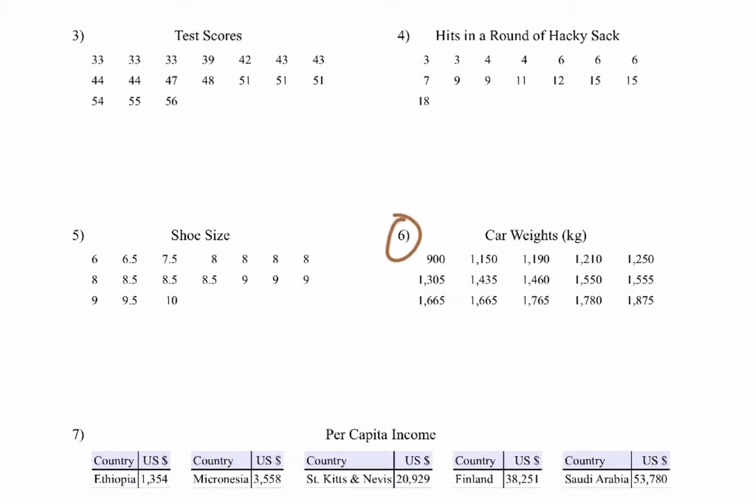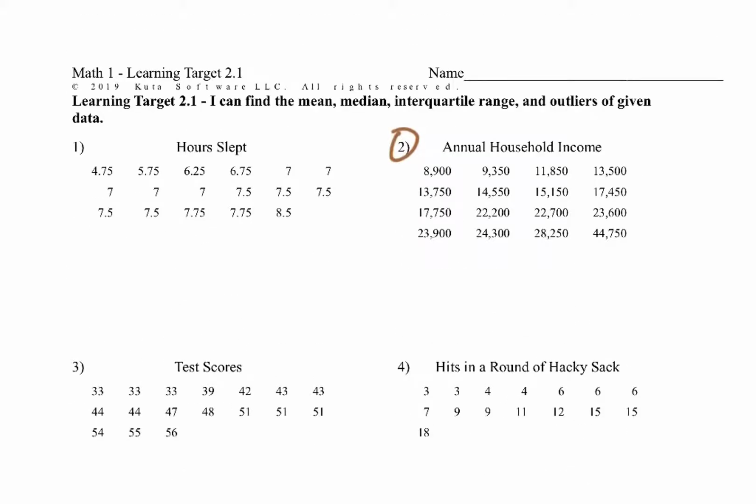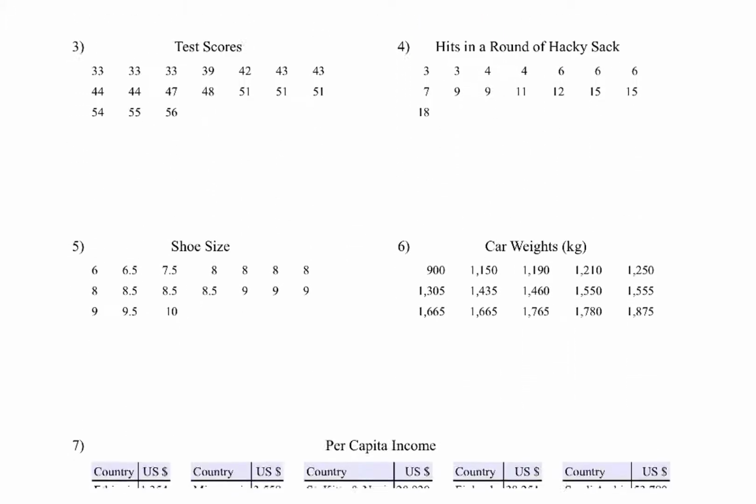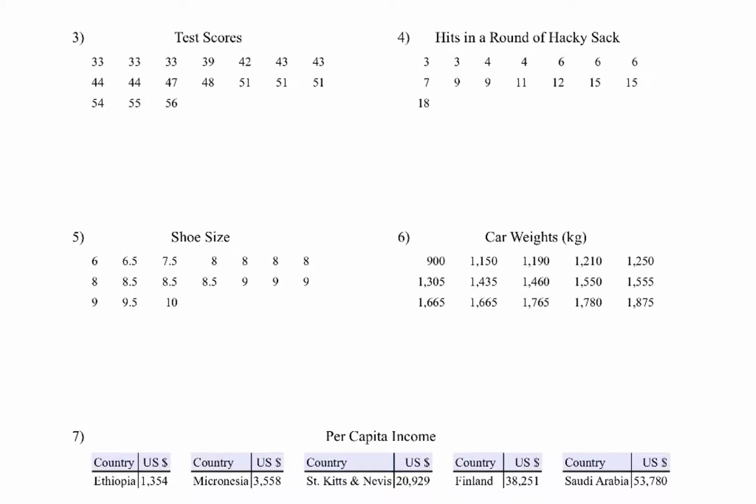Looking at number 3, test scores, okay? So, again, we are finding the mean, median, interquartile range, and outliers of the given data, okay? So, first thing we want to do is put them in order, which they're already in order, so we don't really have to worry about that, okay? So, let's add them up and see what we get. So when we add them all up, we end up with 767, which we're going to divide by, looks like there are 17, right? Let's see. Yes, so divide that by 17.